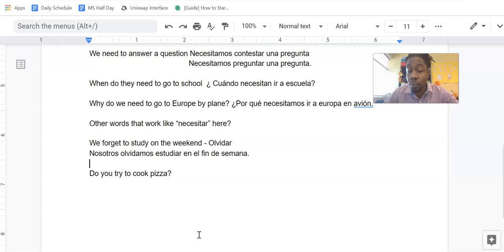Do you try to cook pizza? So this will say, you try to cook pizza with question marks on either side. So I'm going to move my interrogativo down so we'll have it. So our word to try is tratar. So what we want to say is, tratas cocinar pizza.